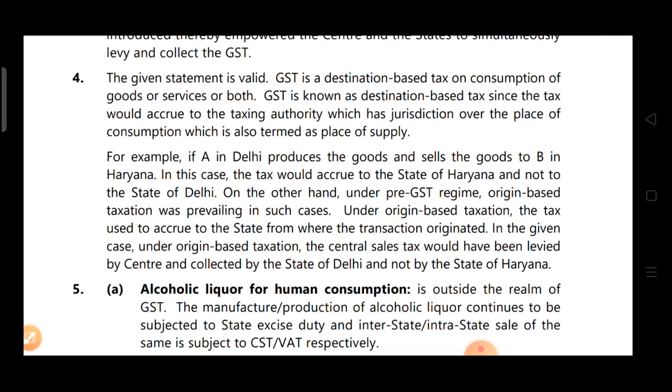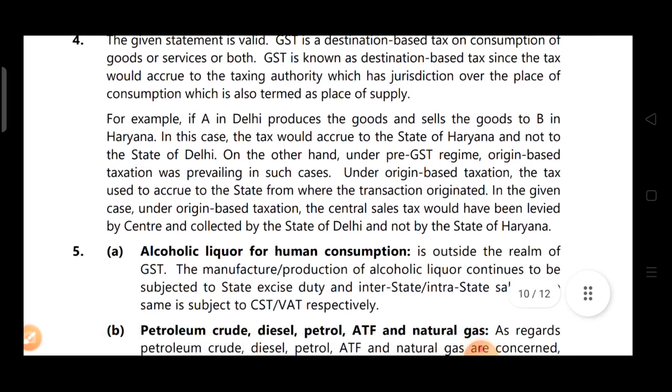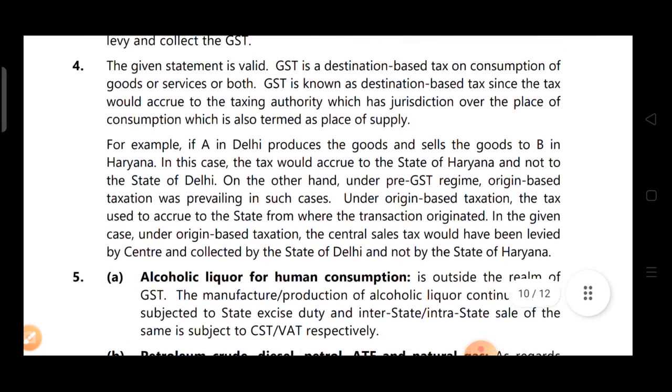Earlier, tax was paid on manufacturing of goods, meaning the state which used to manufacture those goods, that tax would become the revenue of that state government. But in the GST regime, it's a destination based tax, meaning the revenue goes to the state where the goods are actually consumed. So it is a destination based tax.